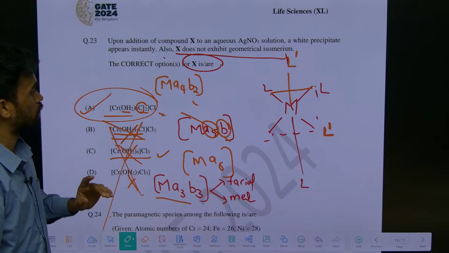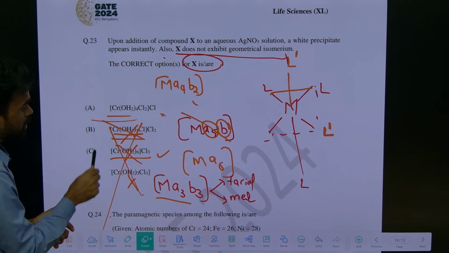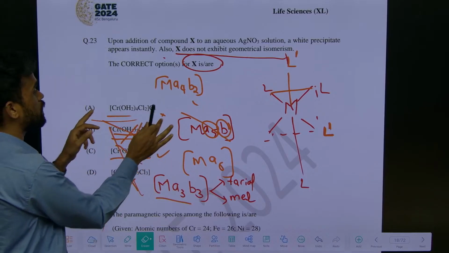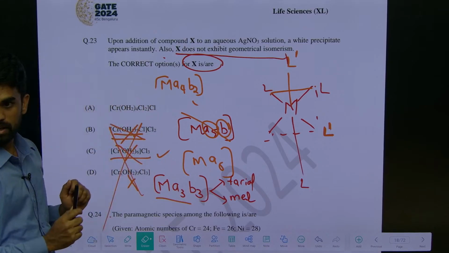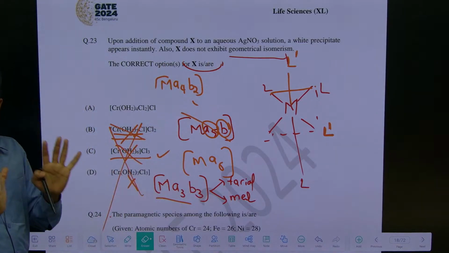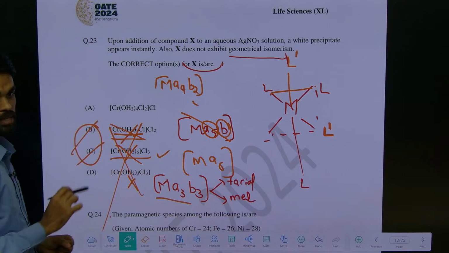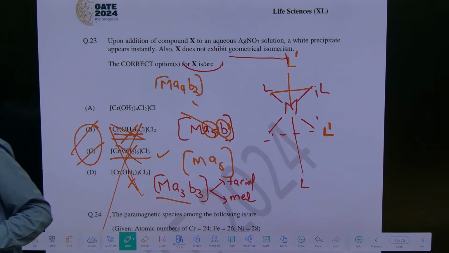Does not exhibit. So B and C do not exhibit. If it were exhibiting, they would be asking only exhibiting. They are asking does not exhibit, which means BC. You got the concept? Yeah, I am happy for that. Okay, you can choose this BC. That's it.